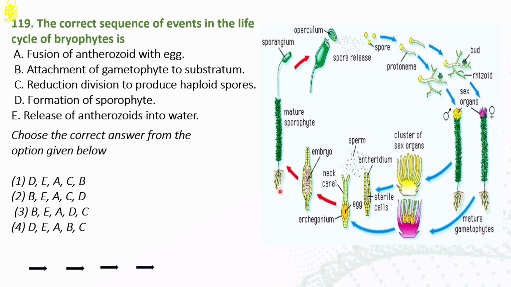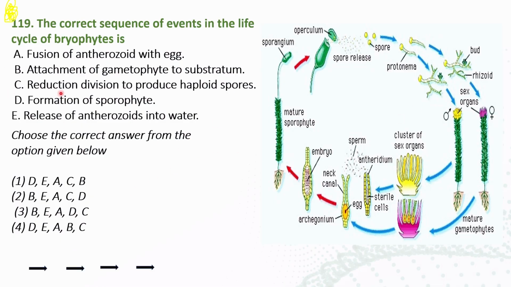Normally they produce the antheridia and egg. Here they have given the options. The events are: fusion of antherozoid with egg, attachment of gametophyte to the substratum, reduction division to produce haploid spores, formation of sporophyte, and release of antherozoids into the water. You have to arrange them in order. They have given four options, so we will see the options here.